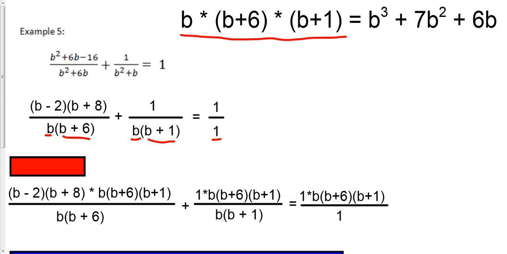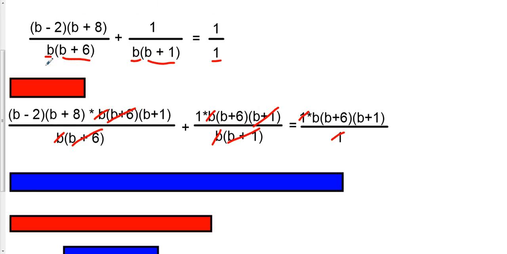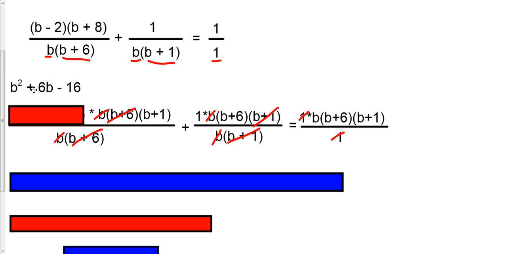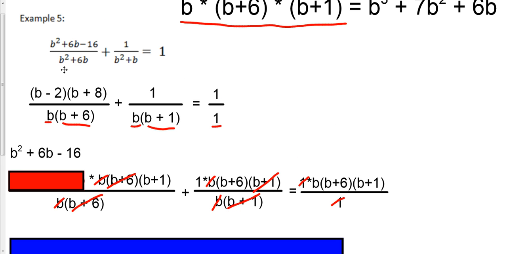Now, we can start canceling. In this case, b cancels with b, plus 6 cancels with plus 6. In this case, b cancels with b, plus 1 cancels with plus 1. In this case, we really didn't even need the 1, but we can say that 1 cancels with 1. So, simplifying everything down, b minus 2 times b plus 8 comes back to b squared plus 6b minus 16. That was this piece originally.